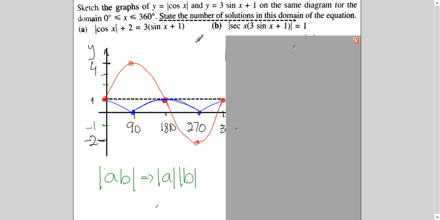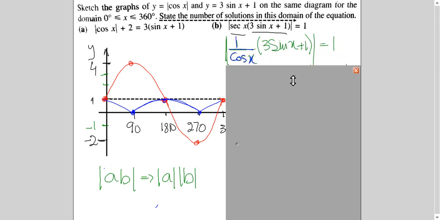Now, part B. To solve part B, if you see within the modulus, you actually have two functions, sec x and 3 sin x plus 1. And according to algebra, we know if we have two terms within a modulus, we can write it separately like this. Right? So instead of sec x, I will use the identity 1 over cos x. And this is 3 sin x plus 1. Now these are my two terms. I'm writing them separately.